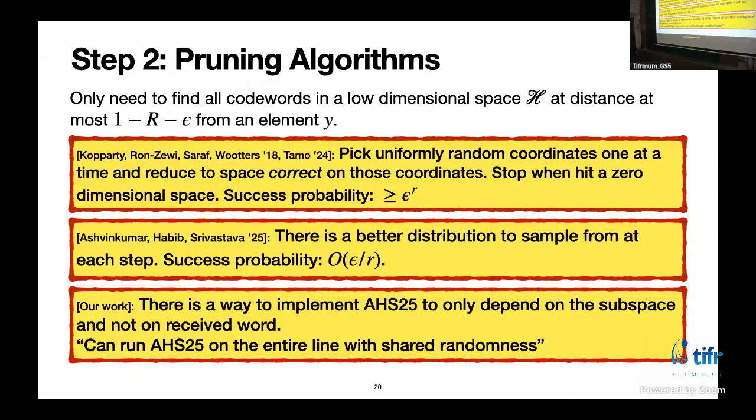You have many different codewords, so you don't know which to agree with. Easy fix, just set it to be 0 and say I will figure out what I was agreeing with later. Since all these things are just shifts of this space, I will figure out the shift later, just set this coordinate to be 0. We show that there is a way of doing this kind of thing even for AHS. Even though they have a slightly more involved distribution, you can modify the distribution very slightly and it just works. So we can run AHS on the entire line with shared randomness. So even if there were many close by things, we will find a lot of them simultaneously.